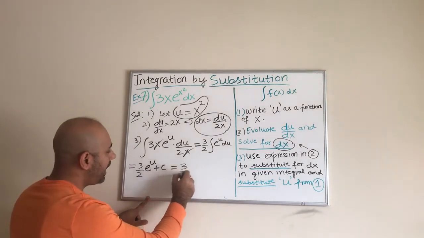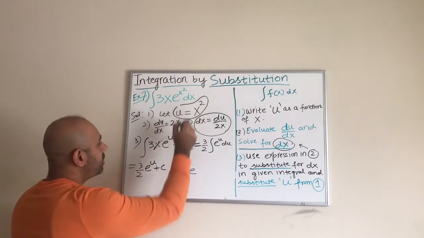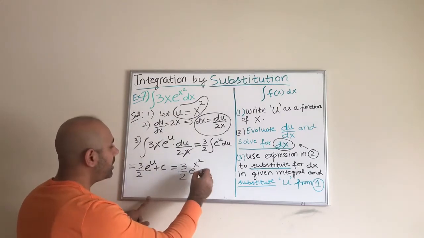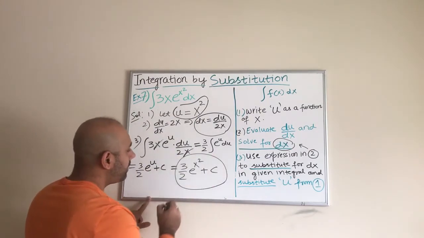So it's going to be 3/2 e to the power u, but u is what? x squared. Again, substitution, and then plus c. This is the final answer.